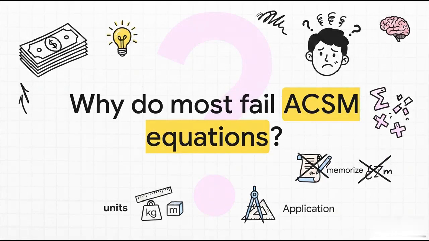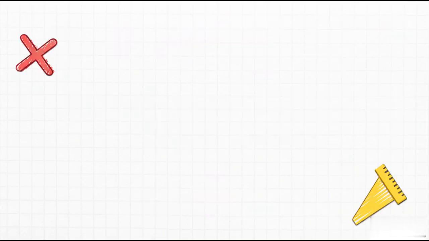Now, I want to start by asking the million-dollar question that plagues almost every candidate sitting down for these exams. Why do most people fail the ACSM metabolic equations? You might think it's because the algebra is just too complex or that memorizing the equations themselves is impossible. But honestly, that's a massive misconception. The real culprit? Unit errors. Seriously, unit errors cause the vast majority of wrong answers here.